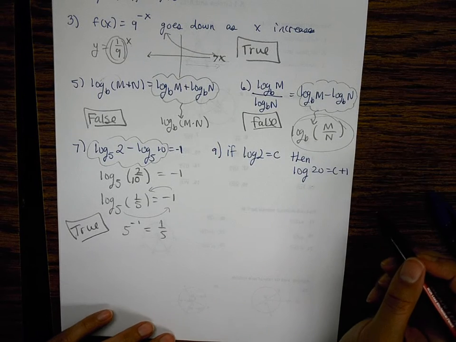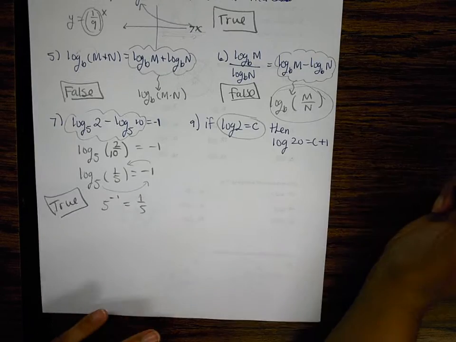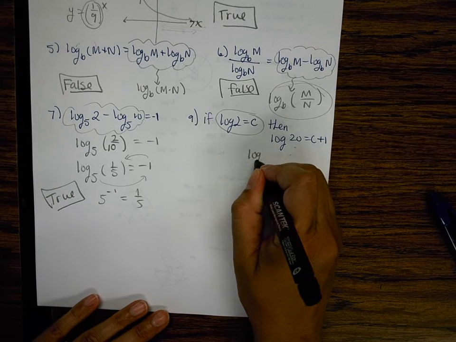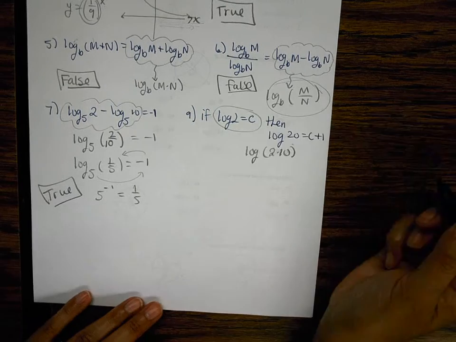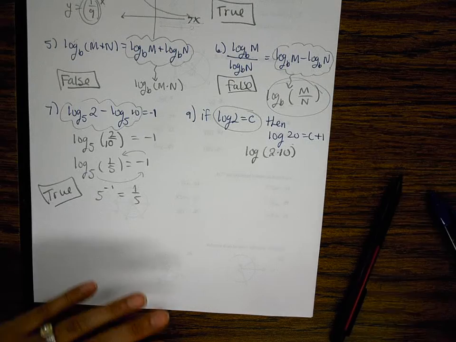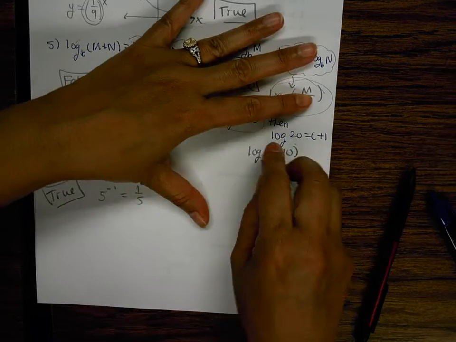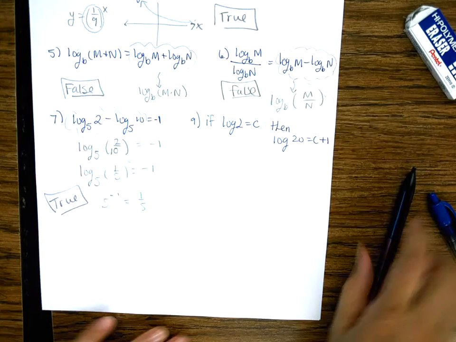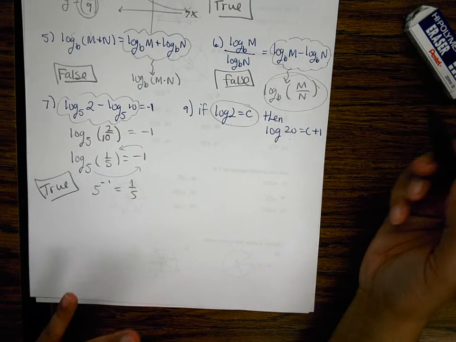I'm going to work with this. We know log of 2 equals c. Can I write 20 as a 2? Log of 2 times 10. Okay, 2 times 10 is 20. And I am going to erase that and move it over. Start over. If log of 2 equals c, then log of 20 equals c plus 1.